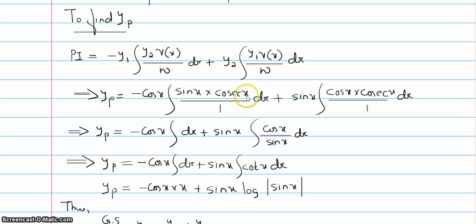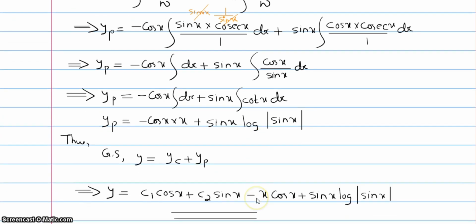Sin x into cosec x. Cosec x means 1 by sin x, so sin x into 1 by sin x is 1. So the integral of 1 dx. Also cosec x into cos x: cosec x can be written as 1 by sin x, so cos by sin is cot. Then the integral of dx is x and the integral of cot x is log sin x. So we get the particular integral as minus x cos x plus sin x into log modulus sin x.